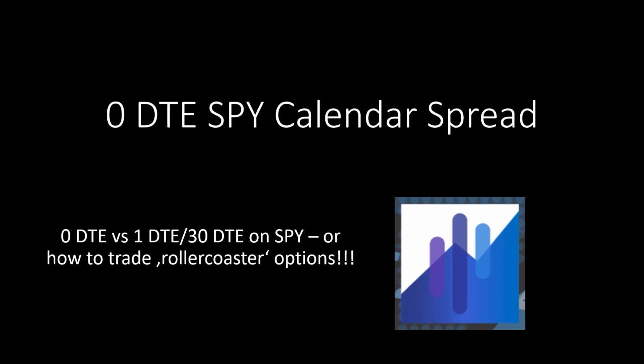Hello, zero DTE SPY calendar spread. Now we hear everywhere that everybody's trying to trade zero DTEs, or zero days to expiration options, meaning that they are open in the morning and you need to buy or sell an option whose expiry is actually in the evening, or let's say in the late afternoon. At the moment this is a very hot issue, which I call a bit roller coaster options.